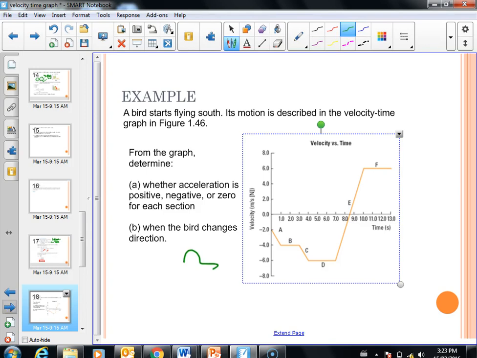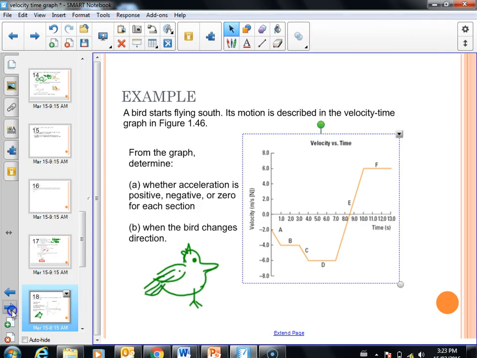Probably the bird looks something like this. This is a very important part. I am extremely good at drawing birds. I'm not sure what that's on his head, but I kind of felt like he needed it. There we go. So draw that in your notes so you remember the bird.